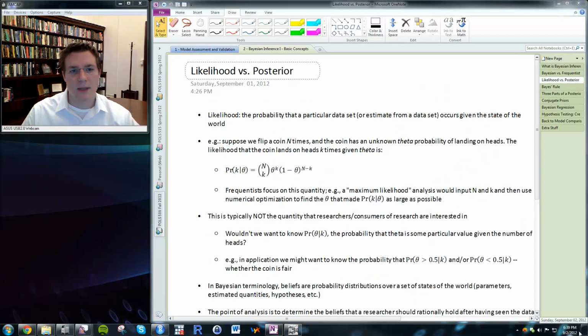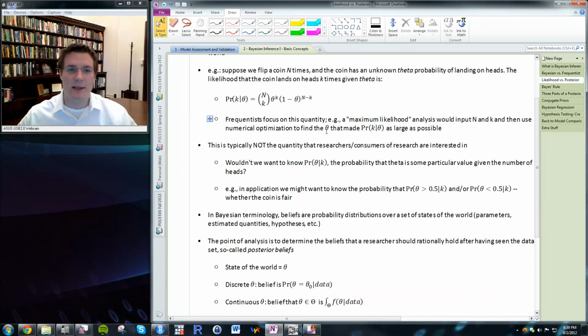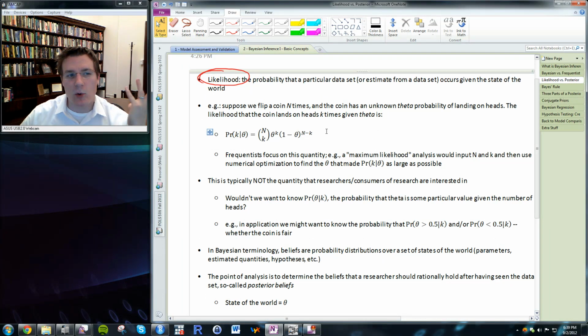Let's find out. So as we just discussed, a frequentist is interested in the probability that some estimate or some data set occurred given the state of the world. And that information is contained in the likelihood. In fact, in some ways, it is what the likelihood is. And let me give you an example of what a likelihood might look like. So suppose that we flip a coin n times. And a coin, if it's fair, is supposed to have a half chance of landing on heads and a half chance of landing on tails. But we don't know that. We are trying to determine whether that's true or what's true given the evidence that we have in front of us.